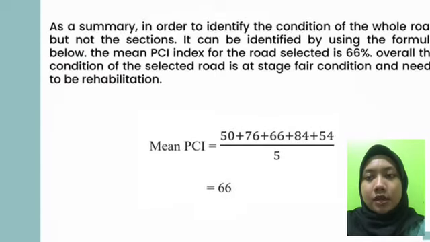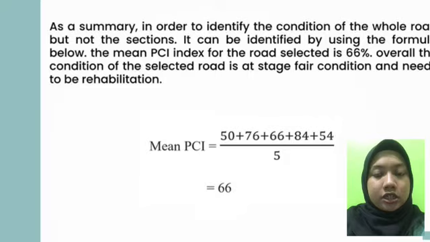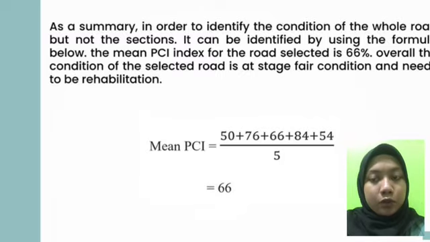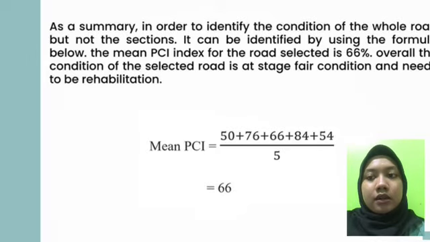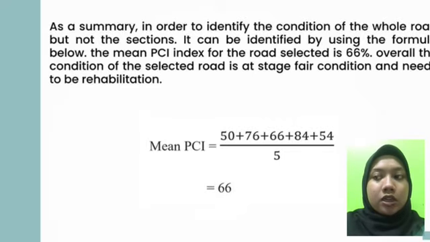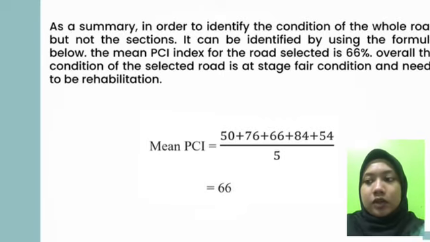As a summary, in order to identify the condition of the whole road and not just the section, we can use a formula below, which calculates the mean of the PCI of the road. The selected road is 99%. The overall condition of the selected road is fair condition and needs rehabilitation.